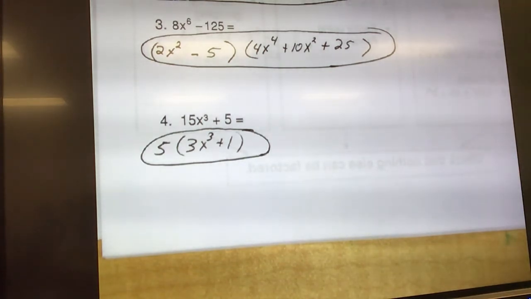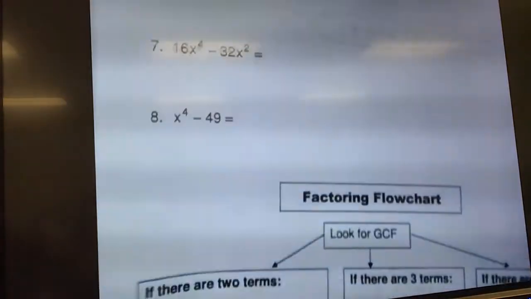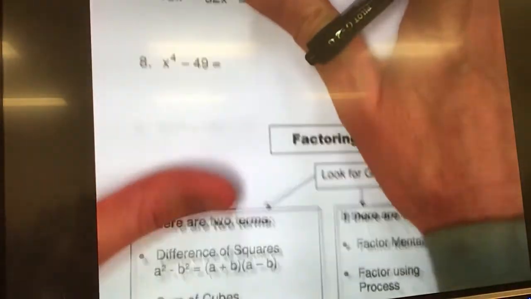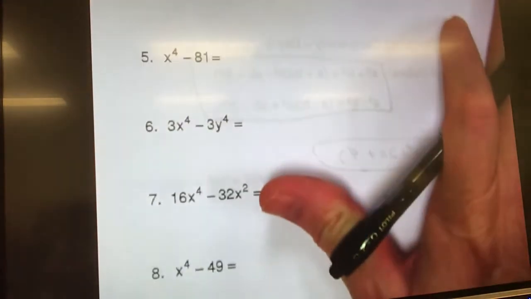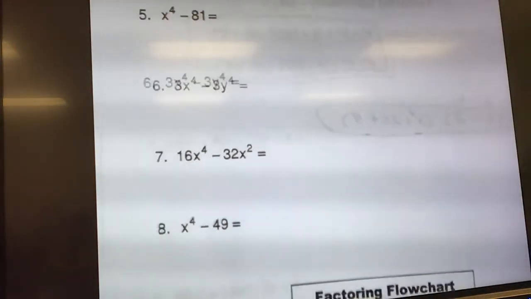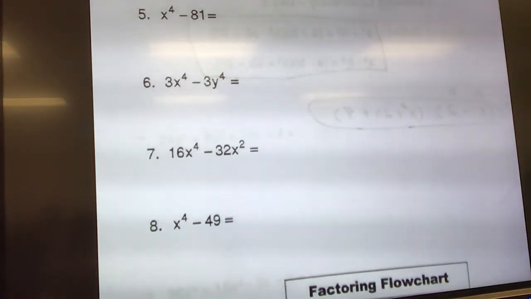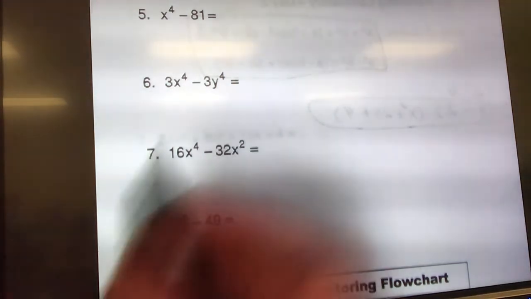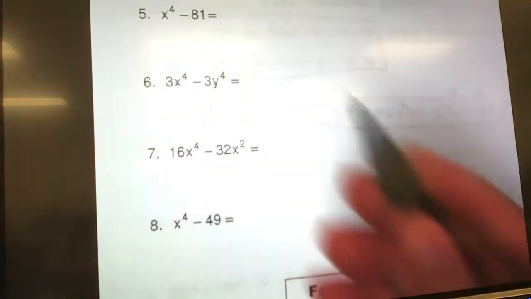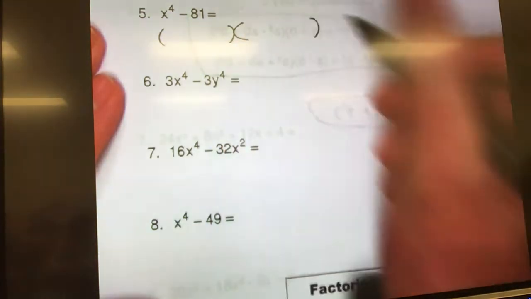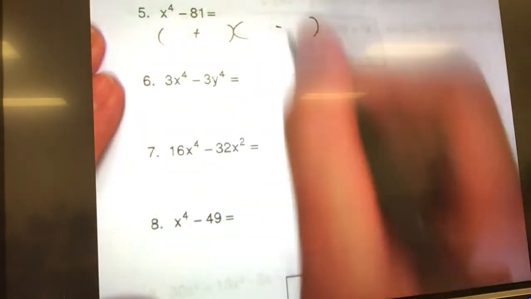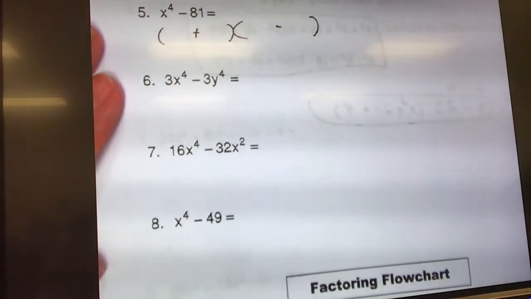Flip it. Number 5. And sure enough, I said square roots. Gave you the hint right there. Looking at this guy, there is clearly no cube root, but they are both perfect squares. And it is a difference. So I know right off the top, I can go ahead and break this down into 2 groups. One's going to be a plus and one's going to be a minus. The difference of 2 squares.